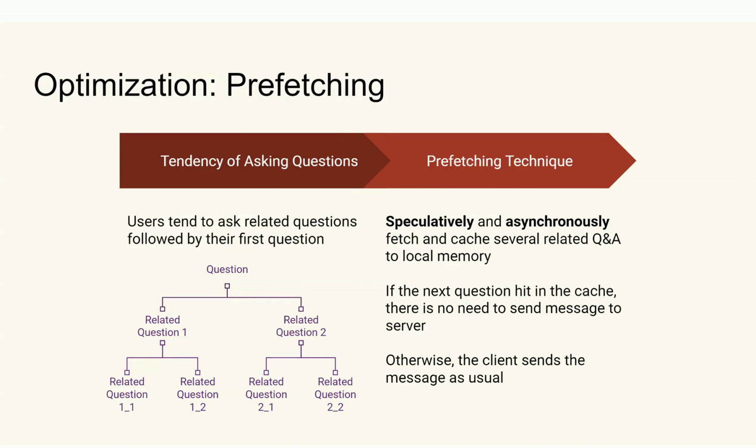Therefore, we propose a prefetching technique to save time for asking the follow-up questions. That is, when the user asks a question, our design speculatively and simultaneously fetches and caches related questions and answers to the local memory. If the next question hits in the cache, there's no need to send this question again to the server, and we can get the answer from the local memory directly. If it's a miss, the client will send the question to the server as usual.